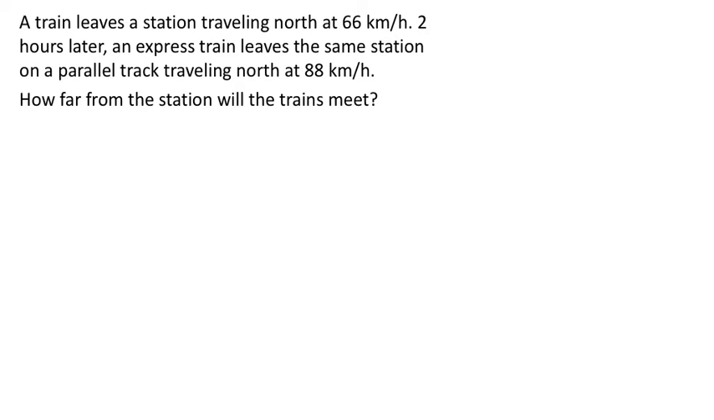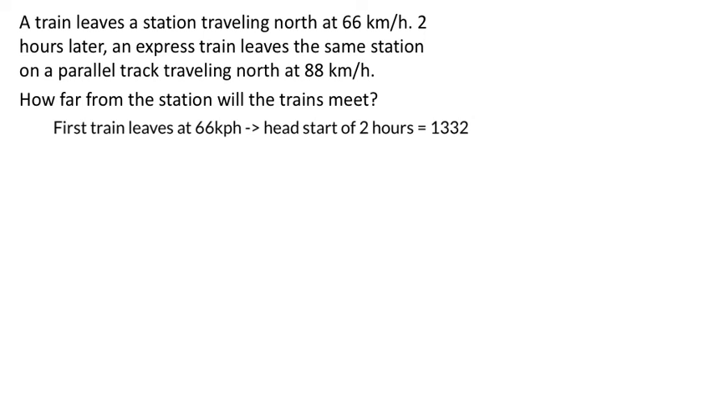So here's what I do. Here's what we know, just to start out. A train leaves, we'll say it's the first train. The first train leaves at 66 kilometers per hour, and it has a head start of 2 hours. Which also tells us, because I'm just doing 66 times 2, which is 132, that's a 132 kilometer head start, lead, I guess.